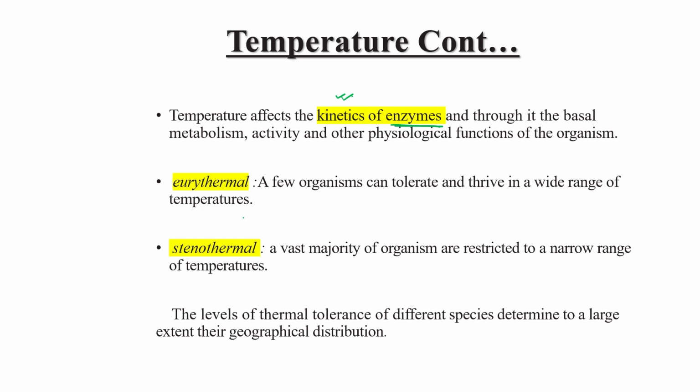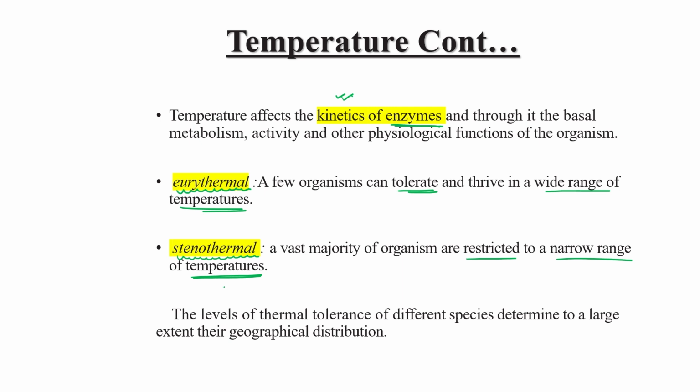Okay, so on the basis of this, we can divide organisms into two different categories. One is eurythermal. All the organisms which are able to tolerate a wide range of temperature come under the eurythermal category, and in this category mainly birds and mammals come. Another type is stenothermal. Most of the organisms come under this category, which are restricted to a narrow range of temperature. A slight variation occurs very quickly.